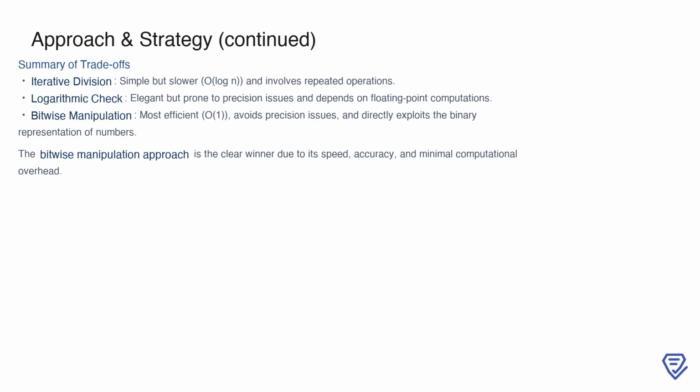To summarize the trade-offs, the iterative division approach, while simple, is slower due to its O(log n) time complexity and repeated operations. The logarithmic check is elegant but prone to precision issues due to its reliance on floating point arithmetic. In contrast, the bitwise manipulation approach stands out as the most efficient, with constant time complexity, no precision concerns, and a direct reliance on the binary representation of numbers. This makes it the clear winner among the three methods, offering speed, accuracy, and minimal computational overhead.